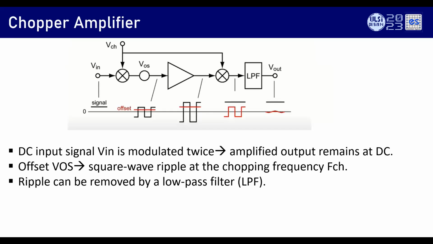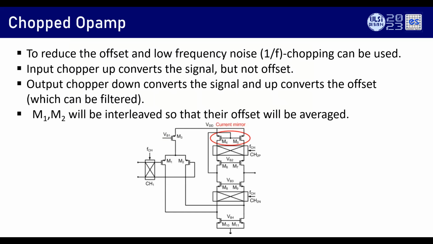As shown here, the signal goes to a higher frequency, but the offset stays at low frequency. At the final mixer, the offset goes to the higher frequency, your signal comes back to the baseband, and then you filter the offset off and you are clean of offset and flicker noise. So what is the problem with this?